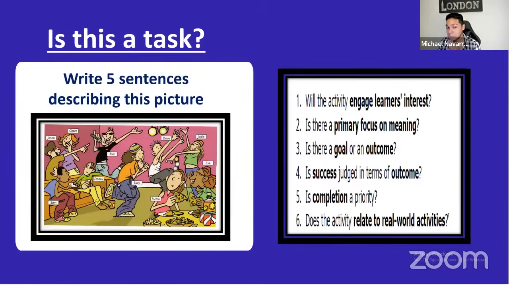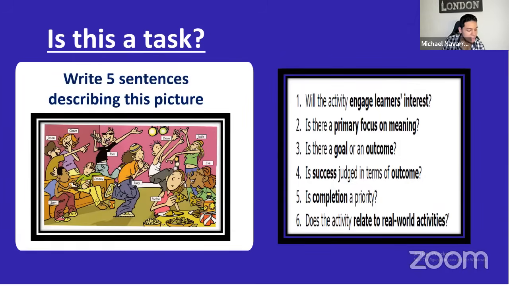I'm going to give you a few seconds, okay? Remember, refer to the questions that are next to the picture so that you can answer the question. Is this a task? Yes or no? Let's see. I can see some no's here, some yeses here. Okay, no, no, yes, yes. Yes, no.